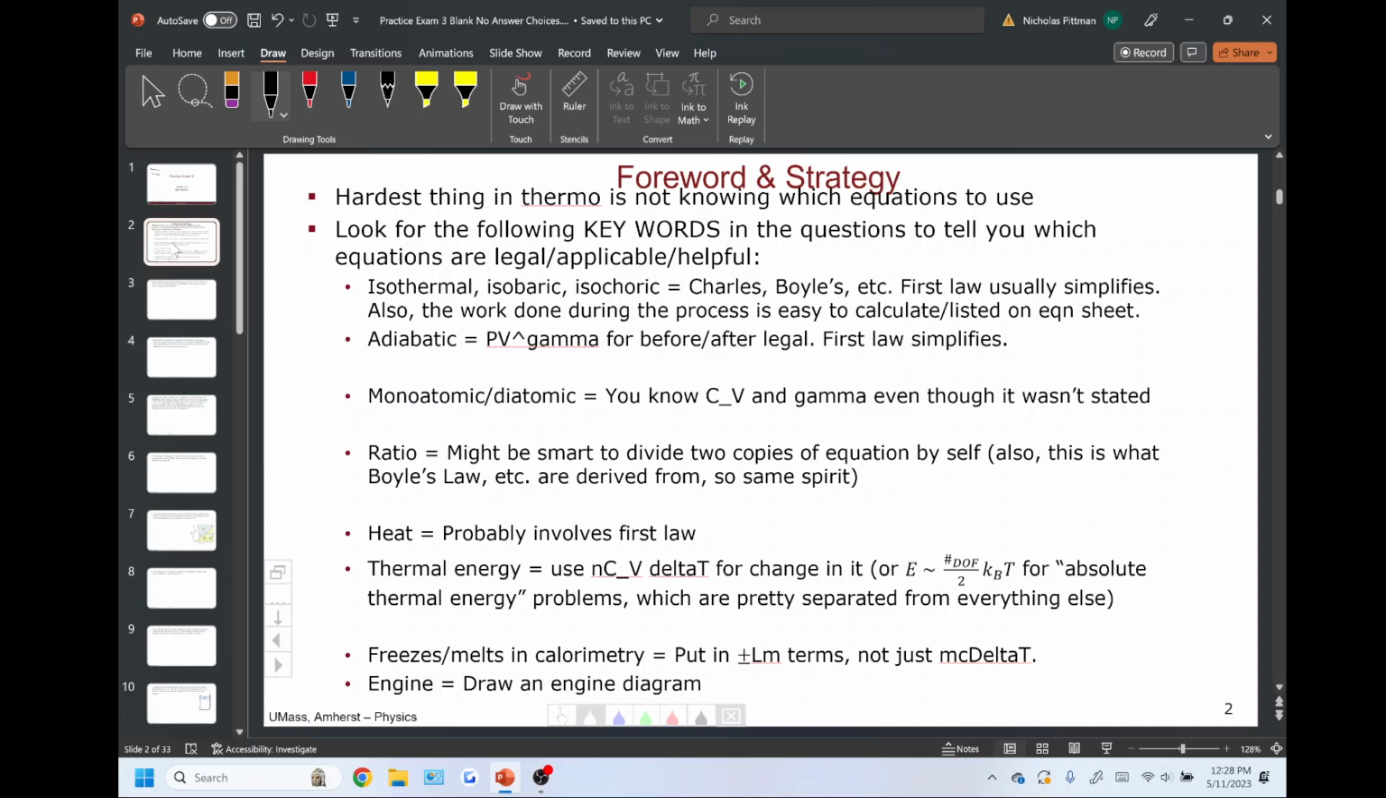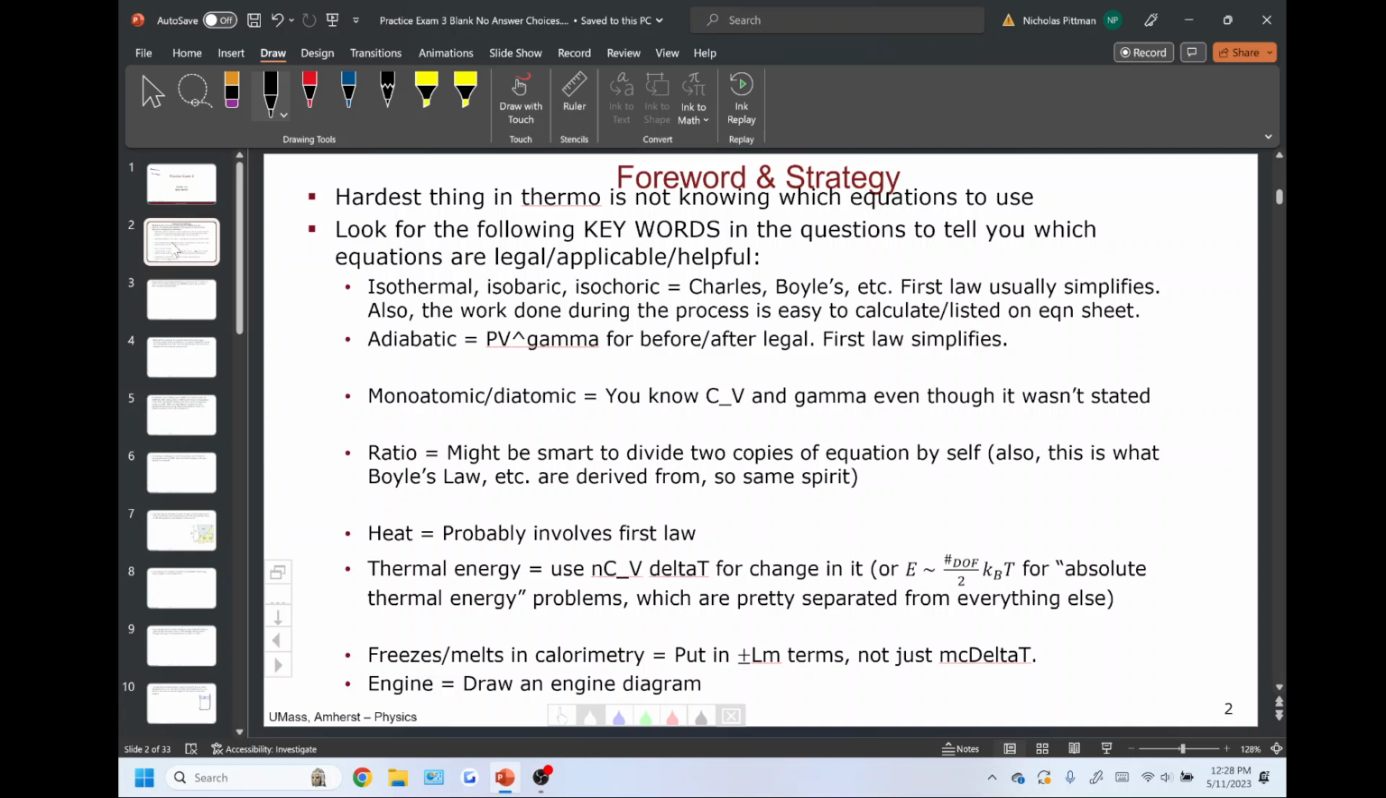Also, the first law, except for isobaric compressions, usually simplifies a lot. For instance, when a process is isochoric, work done is zero, so the first law loses the work term and it becomes very simple. And even if it's not isochoric, even if the work isn't zero, if it's isothermal or isobaric, the work done during the process is easy to calculate. It's listed on the equation sheet.